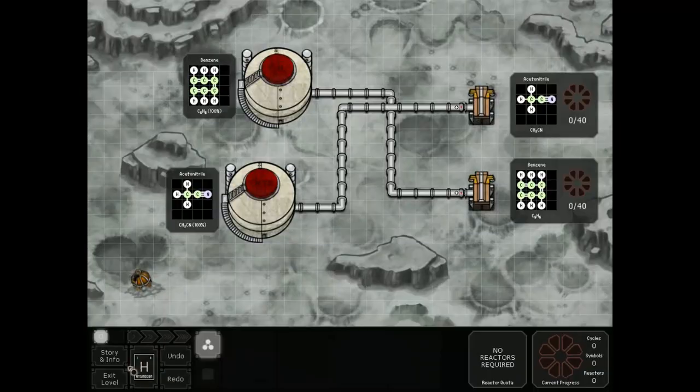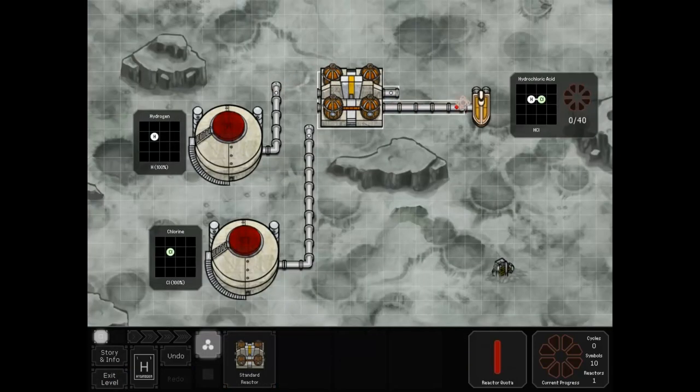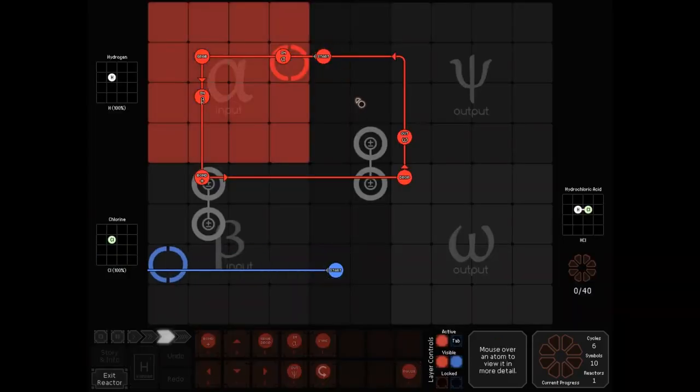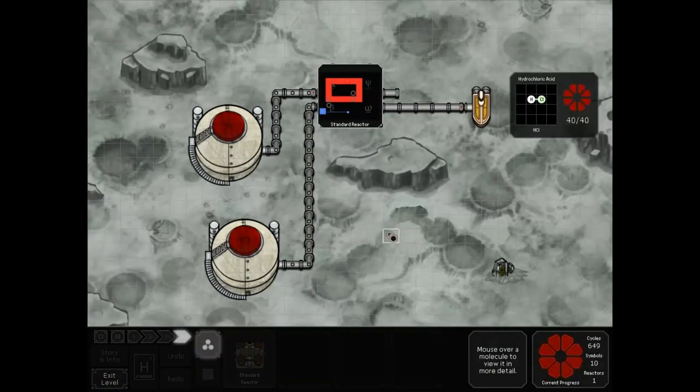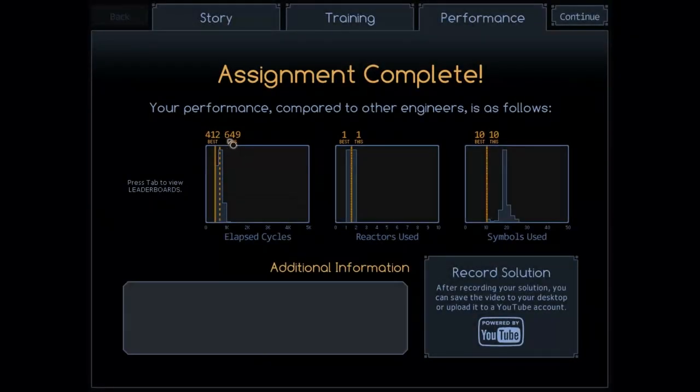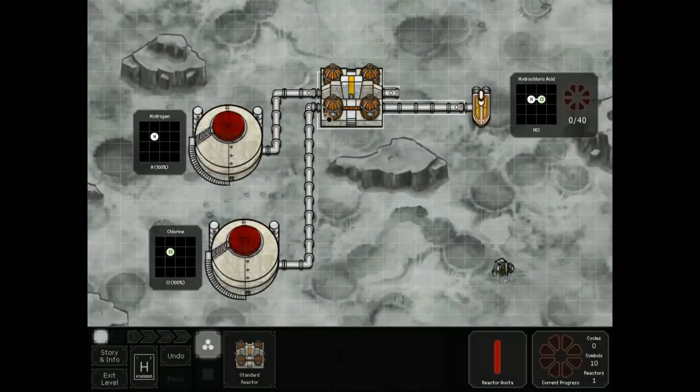With these levels, you can save time just by redesigning the inside of the reactors, but you can also redesign the outputs a little bit. If I move that down one, let's see what happens. It's the same exact solution, just move the pipes a little bit. Well, let's save 2 cycles. And that works a little bit better.